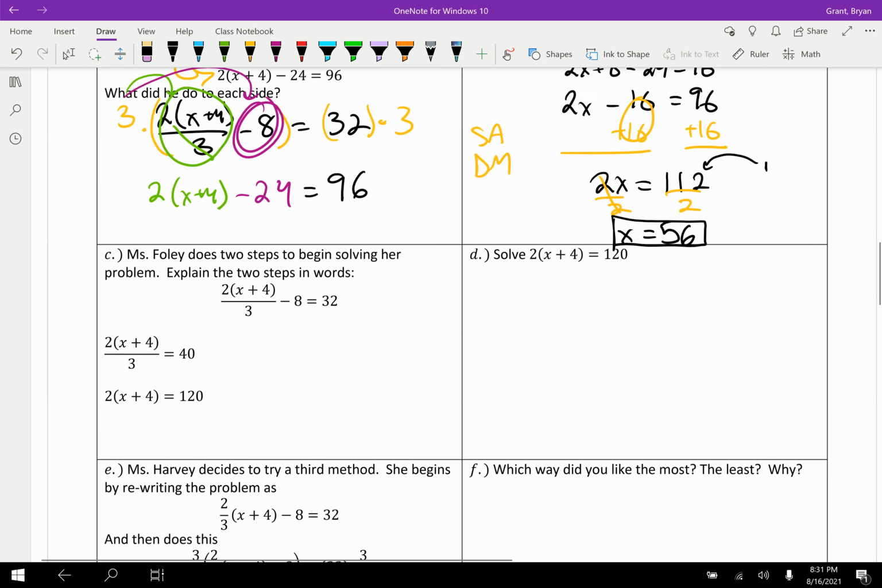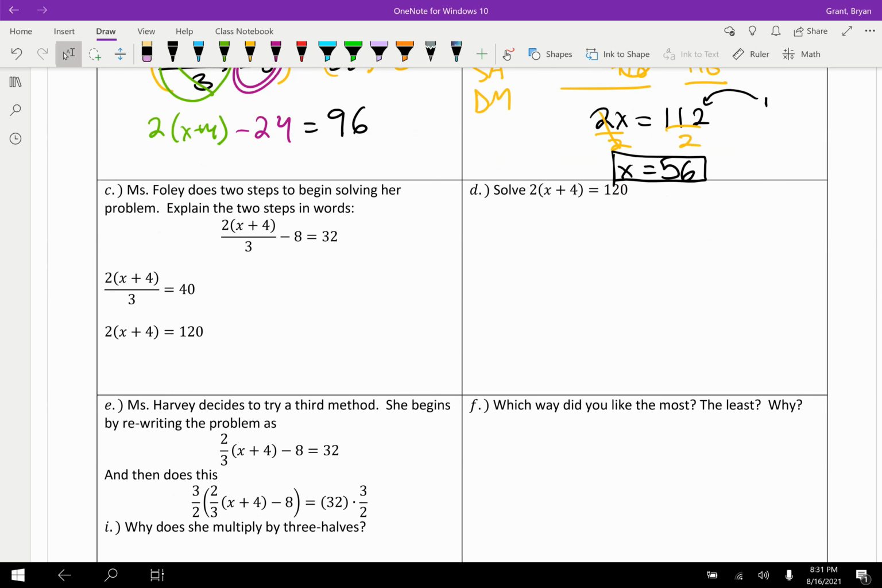Let's see how Miss Foley tackles this problem. She starts here, and then somehow she goes from here to here. Well, what's different? It looks like that minus 8 vanished. Well, we can undo subtracting 8 by adding 8.